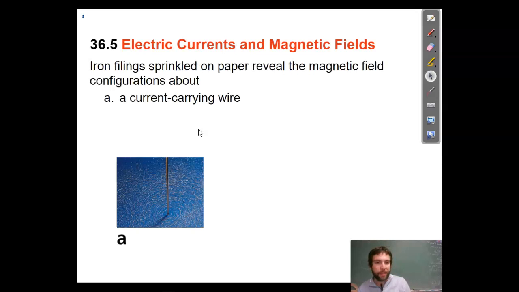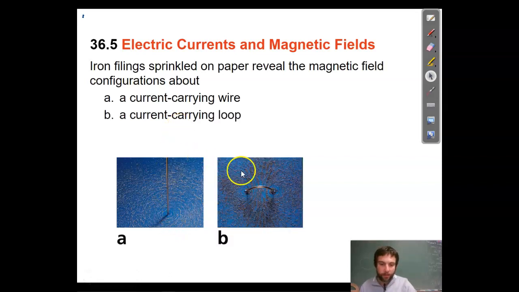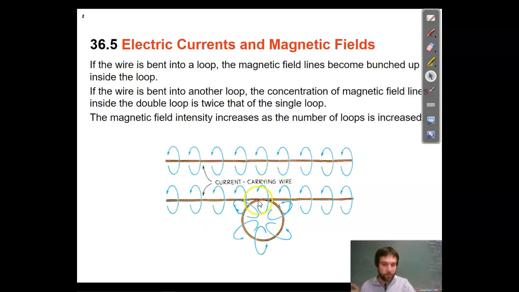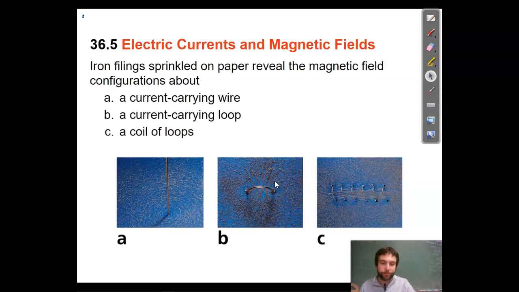Iron filings sprinkled on paper reveal the magnetic field configurations about a current-carrying wire. So this is a current-carrying wire going through a blue piece of paper, and then there are iron filings around it. Here is the loop. So now, rather than a straight wire, the wire is coming out of the blue piece of paper and going into the blue piece of paper. And you can see these circular patterns, just like here. We get a circular magnetic field pattern. Then if there's a whole bunch of loops, you can see where the magnetic field is lying.